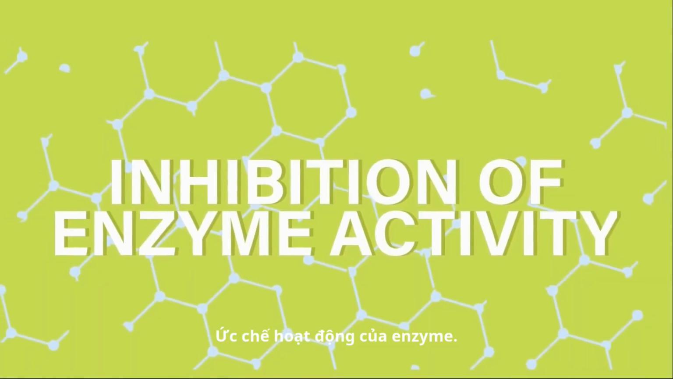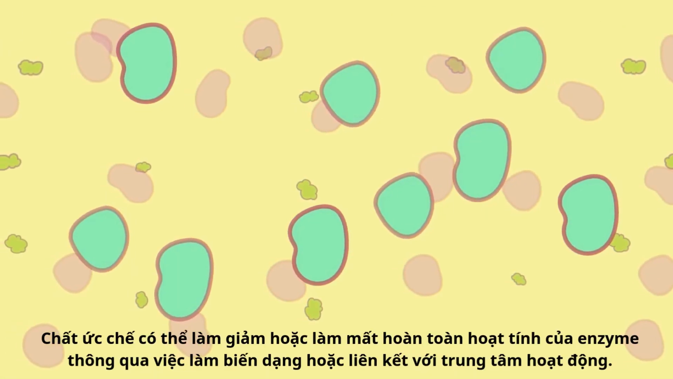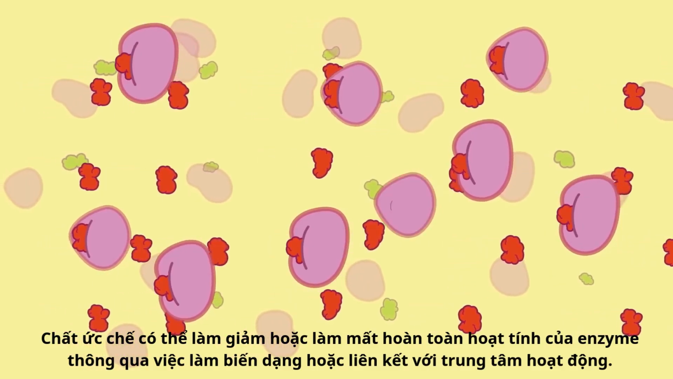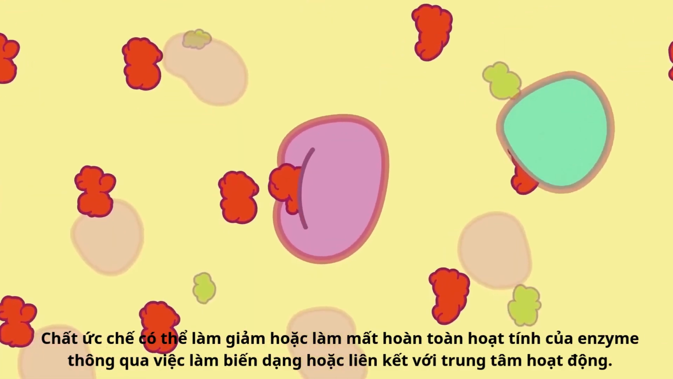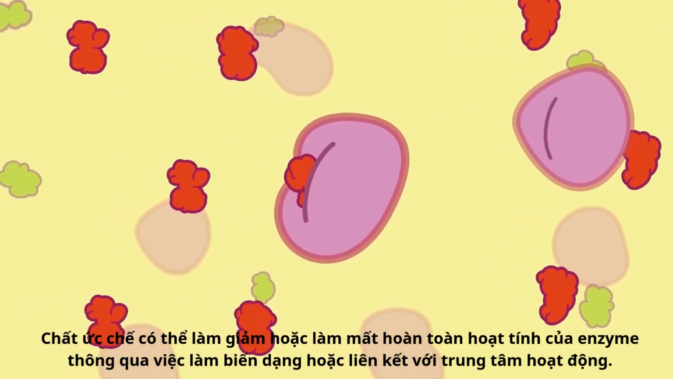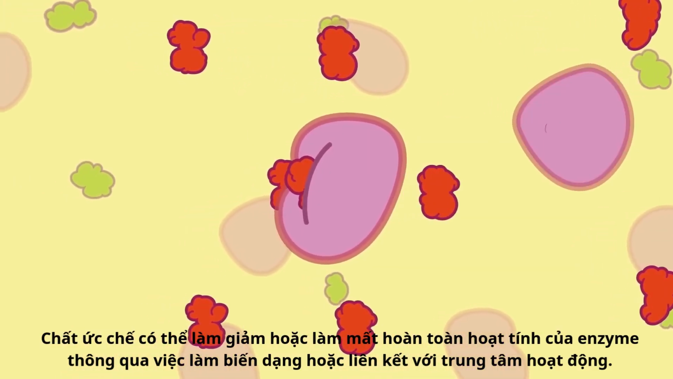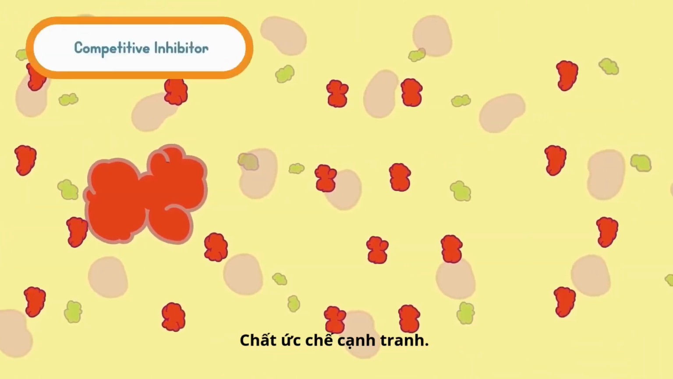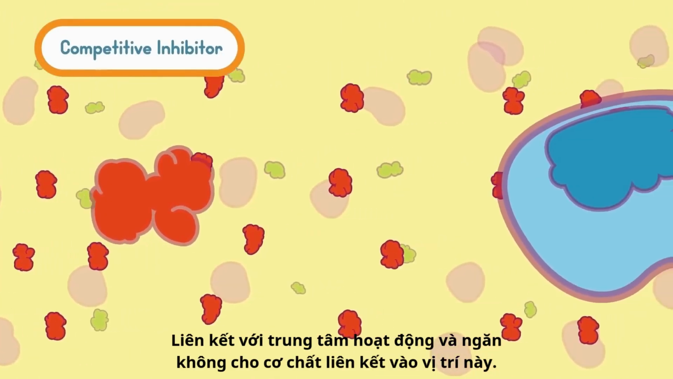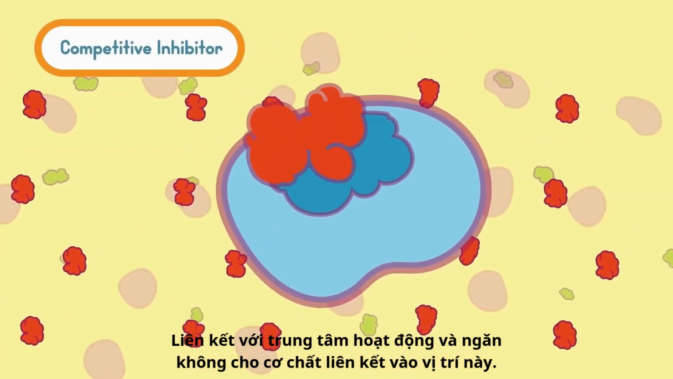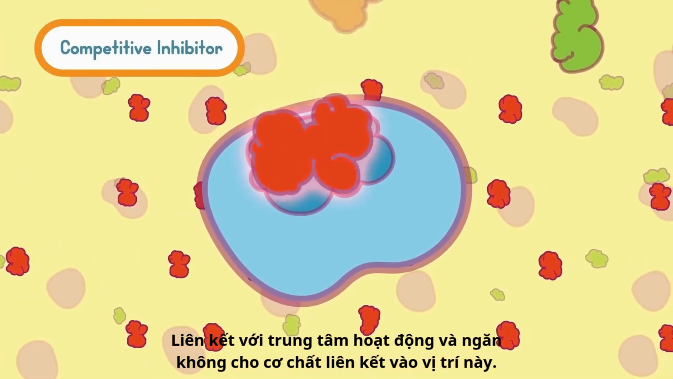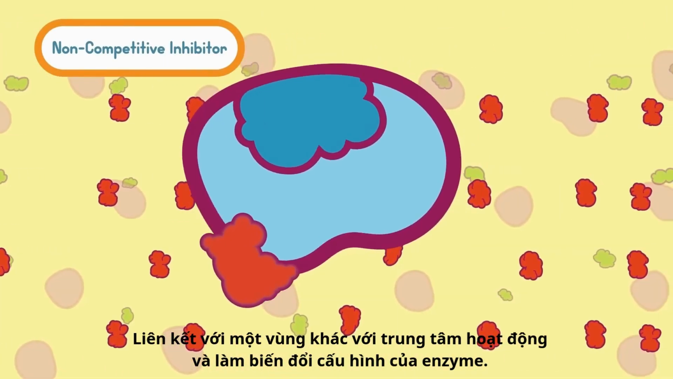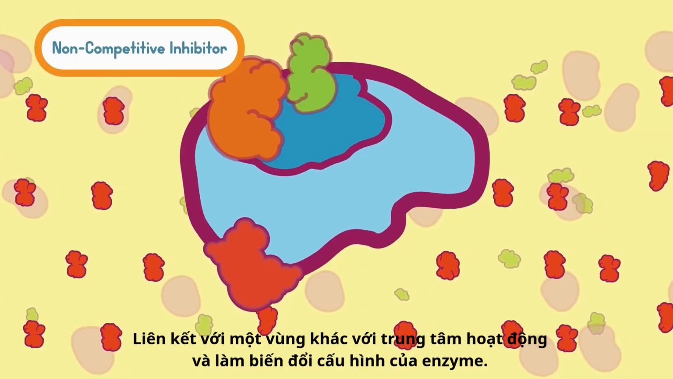Inhibition of enzyme activity. Some evil substances called inhibitors reduce or even stop the activity of enzymes in biochemical reactions. They either block or distort the active site, thus inhibiting the reaction. Based on this, there are two types of inhibitors. Competitive inhibitors occupy the active site and prevent a substrate molecule from binding to the enzyme. Non-competitive inhibitors attach to parts of the enzyme other than the active site to distort the shape of the enzyme.